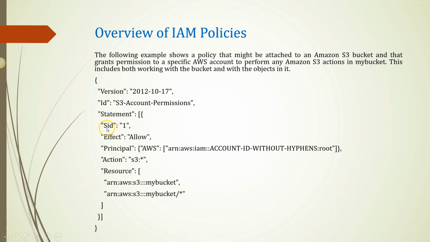Here you can see that SID is 1 and effect is allow, and here you have to give the principal. In principal we have the ARN of the root account. This is the user who created the account, that is the root user, so he can perform S3 colon star. Star means any action of the S3 bucket he can perform on my bucket. So this is the overview of IAM policies.